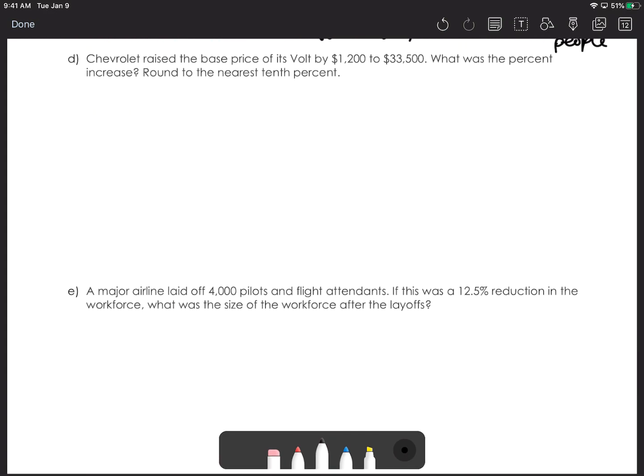Okay, the next example says Chevrolet raised the base price of its Volt by $1,200, and it raised it to $33,500. What was the percent increase? So here's a keyword, increase. So I know when I set up my equation, I'm going to use a plus. So I have the old value plus the change is going to give me the new value.